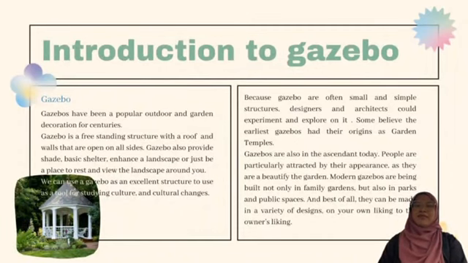Gazebos have been a popular outdoor and garden decoration for centuries, and indeed they are as old as the garden itself. A gazebo is a freestanding structure with a roof, often in the form of a cupola and walls that are open on all sides. Traditionally, they are built on a height or a side that provide an attractive view. A gazebo can provide shade, basic shelter, enhance a landscape, or just be a place to rest and view the landscape around you.